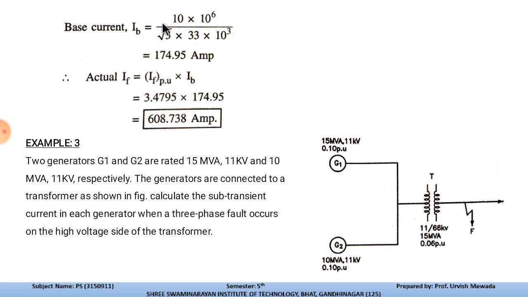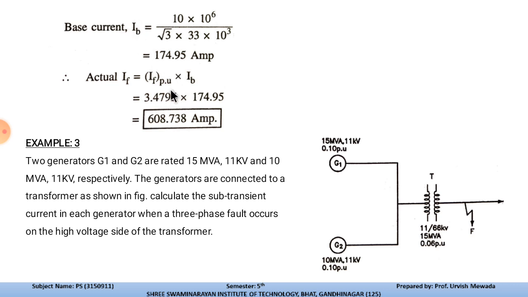So the value of the base MVA that we have selected is 10 into 10 raised to 6, divided by root 3 into the base kV, that is 33 into 10 raised to 3. From that, the base current IB is equal to 174.95. So the actual fault current is a multiplication of IFPU into I base.